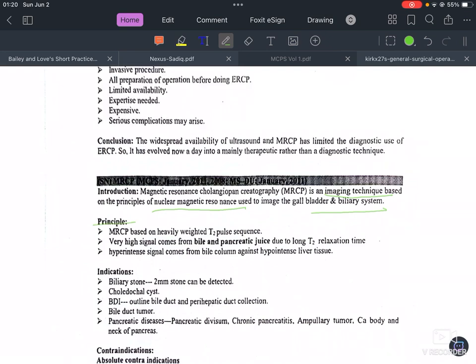Now, principles of MRCP: based on heavily weighted T2 pulse sequence. So this is the first principle. The MRCP includes the heavily weighted T2 pulse sequence. This line is the most important line in this whole question, that it is heavily weighted T2 pulse sequence. Now very high signal comes from the bile and pancreatic juice along T2 relaxation time. The hyperintense signal comes from the bile column against hypointense liver tissue.